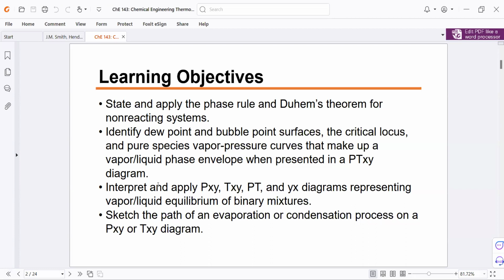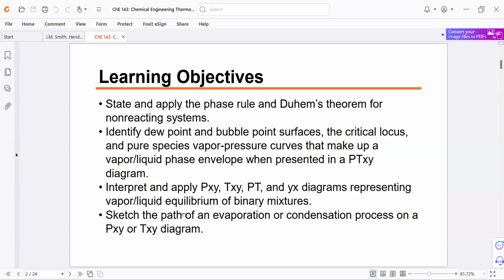Interpret and apply the PXY, TXY, PT, and YX diagrams representing vapor-liquid equilibrium of binary mixtures, and sketch the path of an evaporation or condensation process on the PXY or TXY diagram.